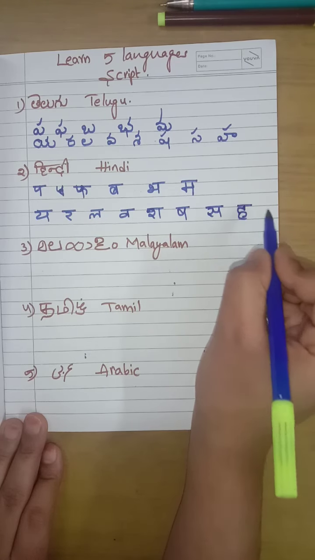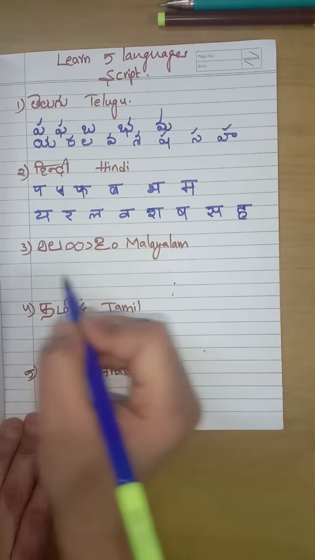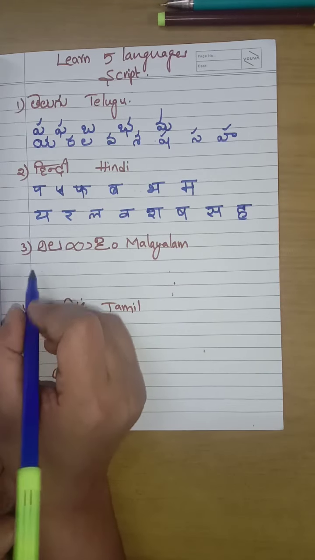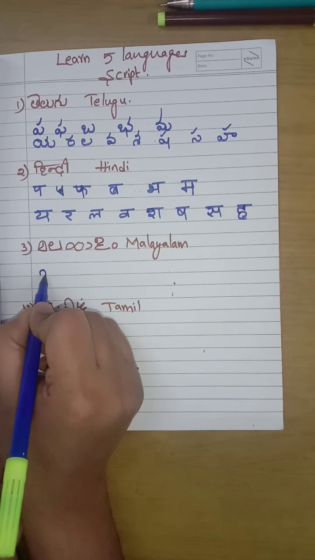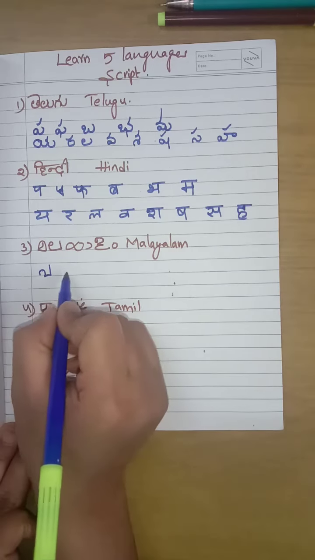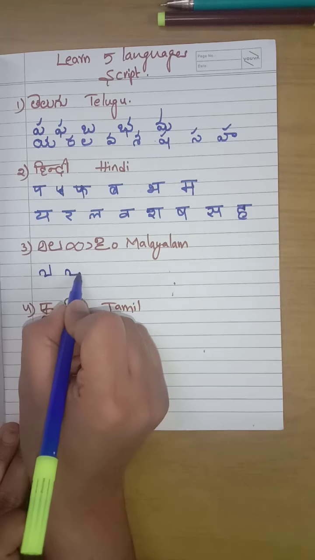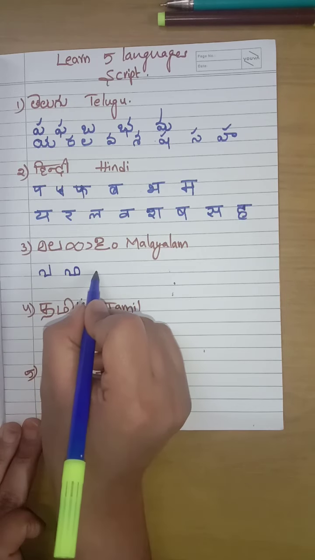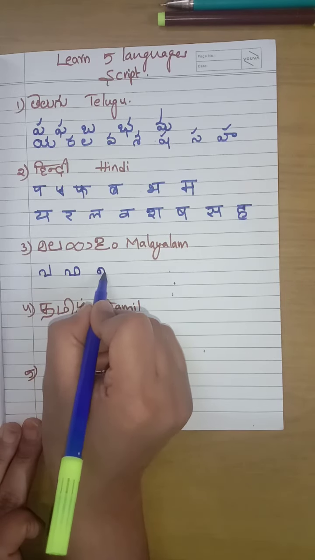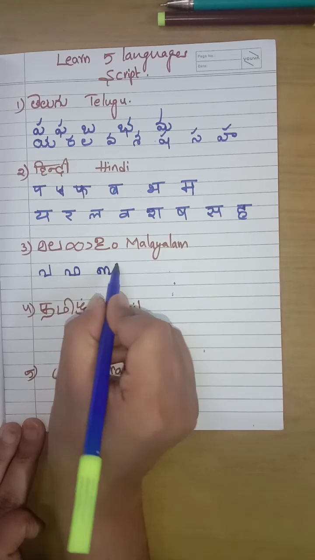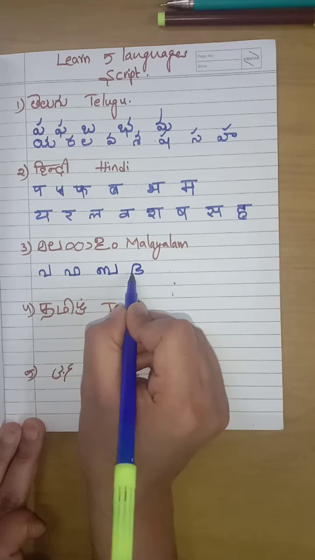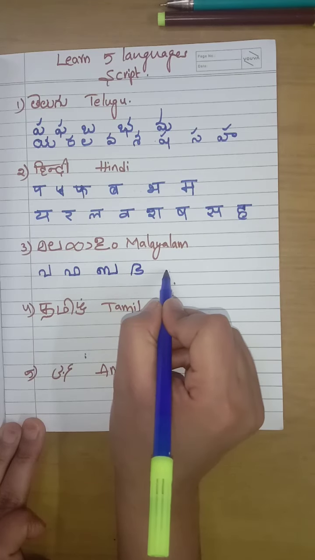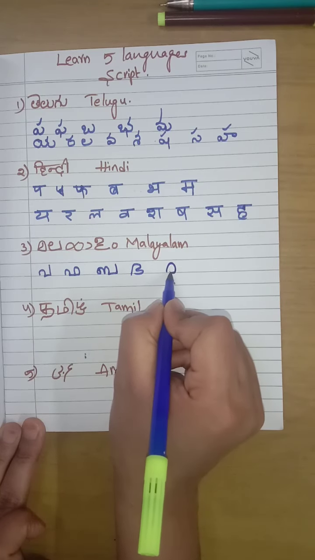the last is Ha. In Malayalam, consonants are called Vyanjan Aksharangal. First letter is Pa, and next is Pha, and next is Ba, and next is Bha, and last is Ma.